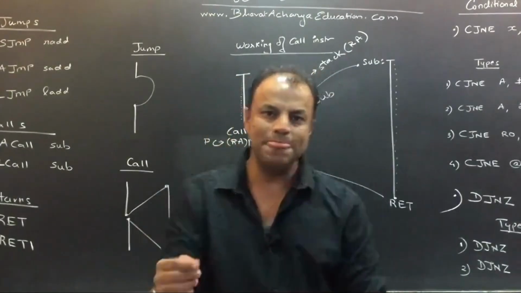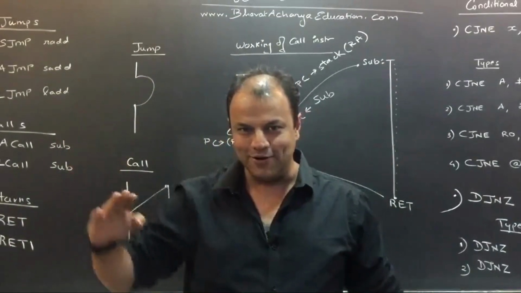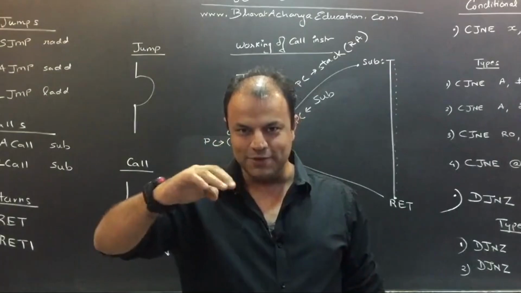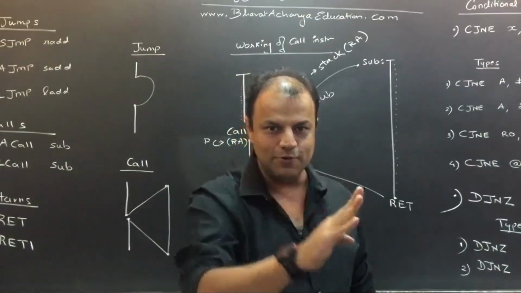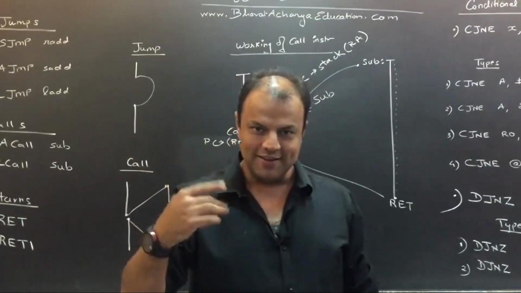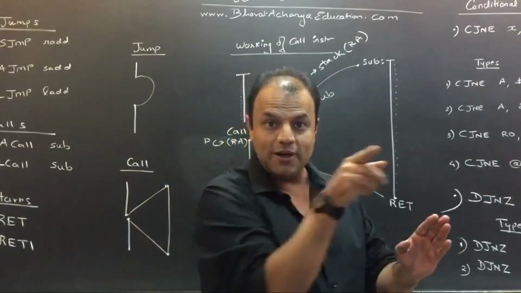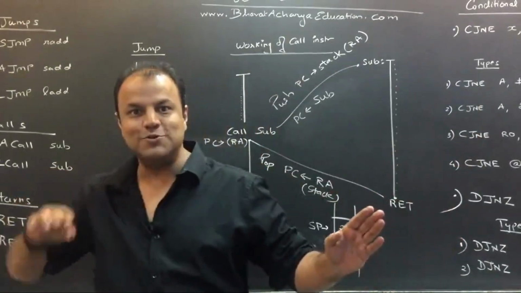So how is that useful? That is useful in the case of nested subroutines. You get a call, you go to the subroutine. Midway, you call one more subroutine. Midway, you call one more subroutine. So you pushed return address 1, then return address 2, then return address 3. While coming back, you don't want to come back in that order. You want to come back in the reverse order.